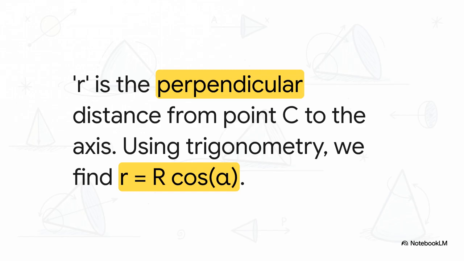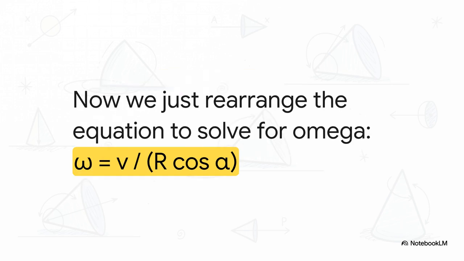If you just draw out the triangle, a little bit of simple trig shows you that this distance is r, the base radius, times the cosine of alpha. So now we just assemble the pieces. We take our expression for r and plug it back into our main equation. A quick little rearrangement to solve for omega, and we get our formula. Omega equals v divided by r cos alpha.